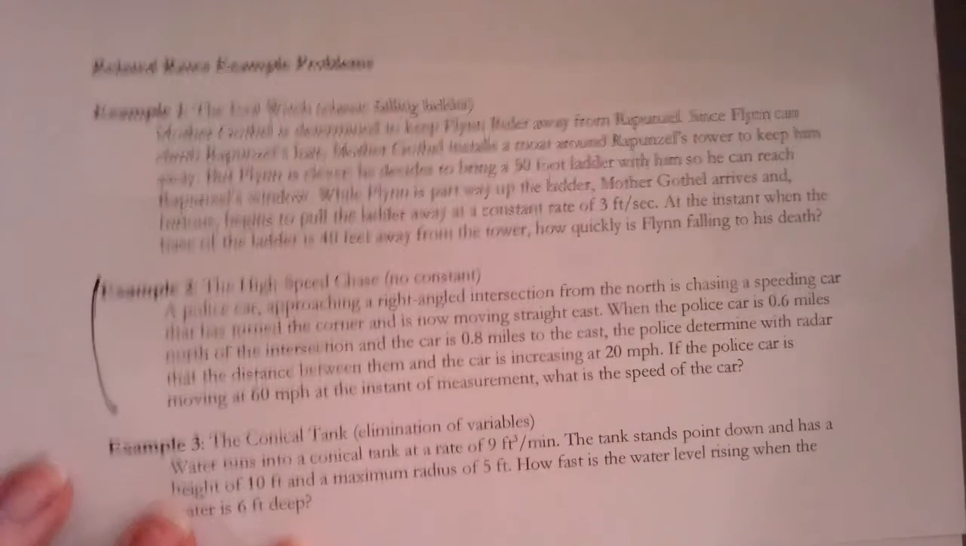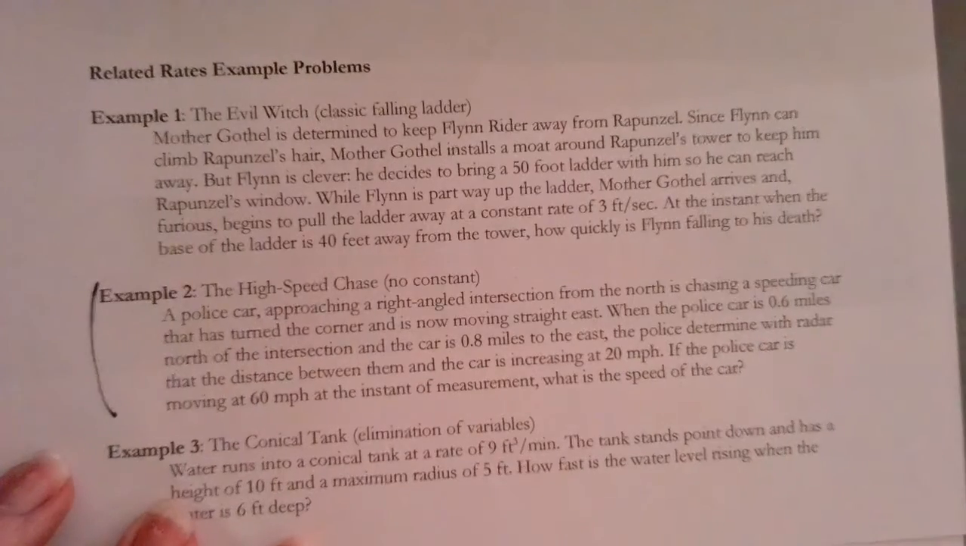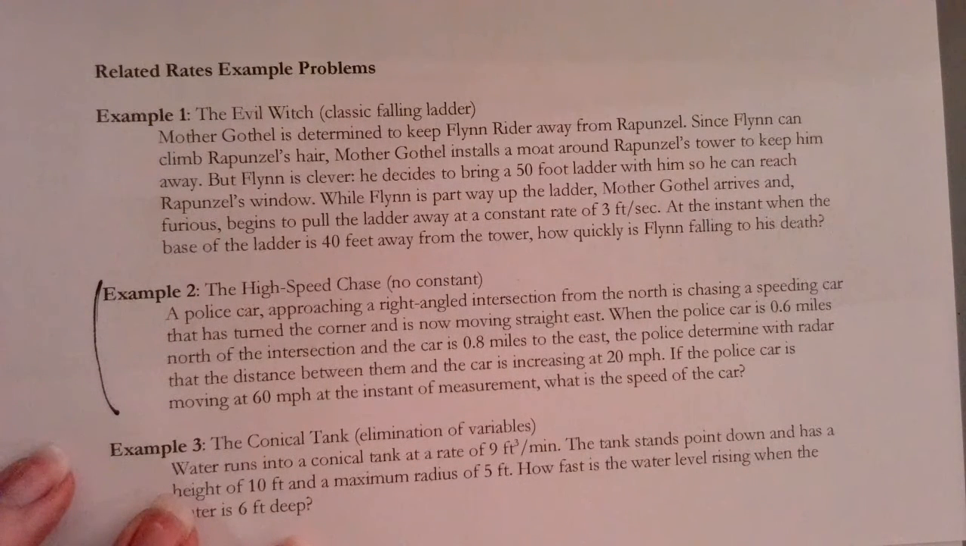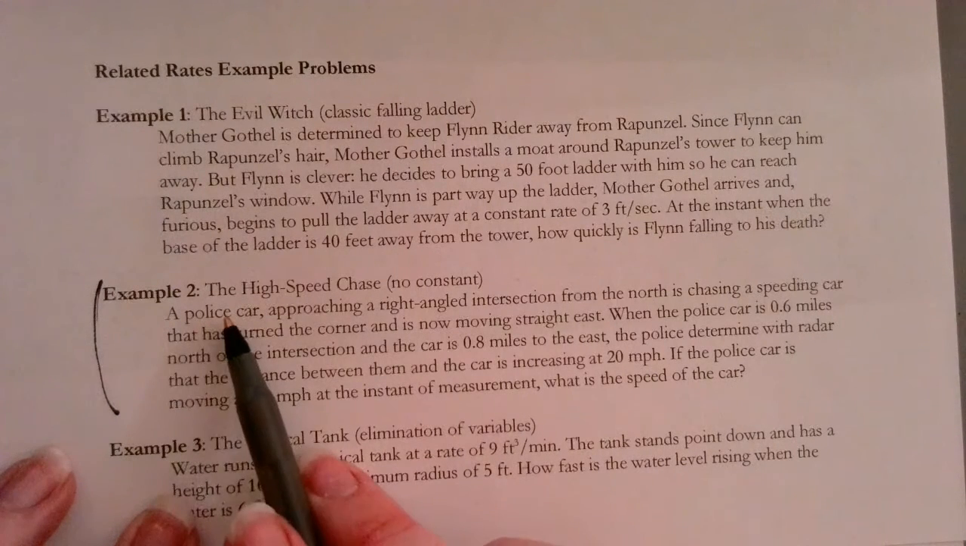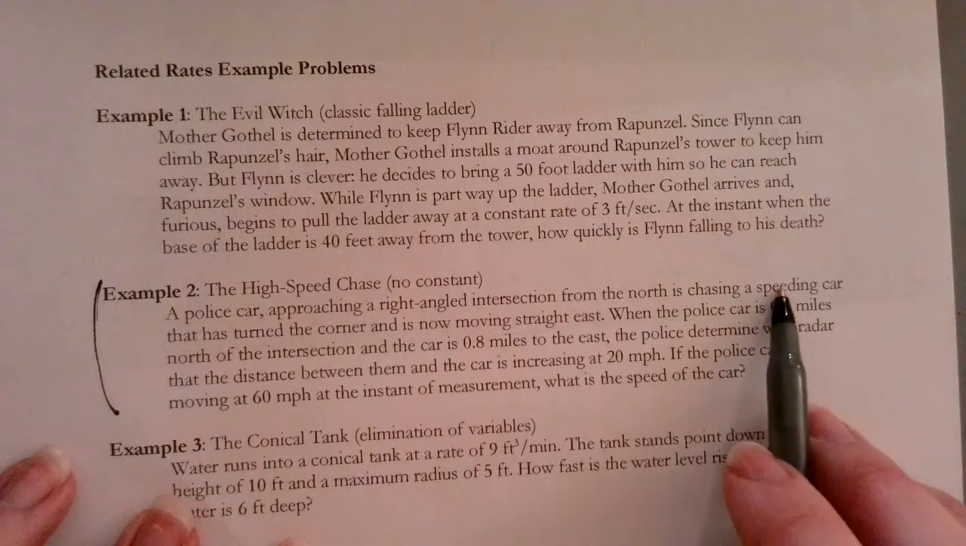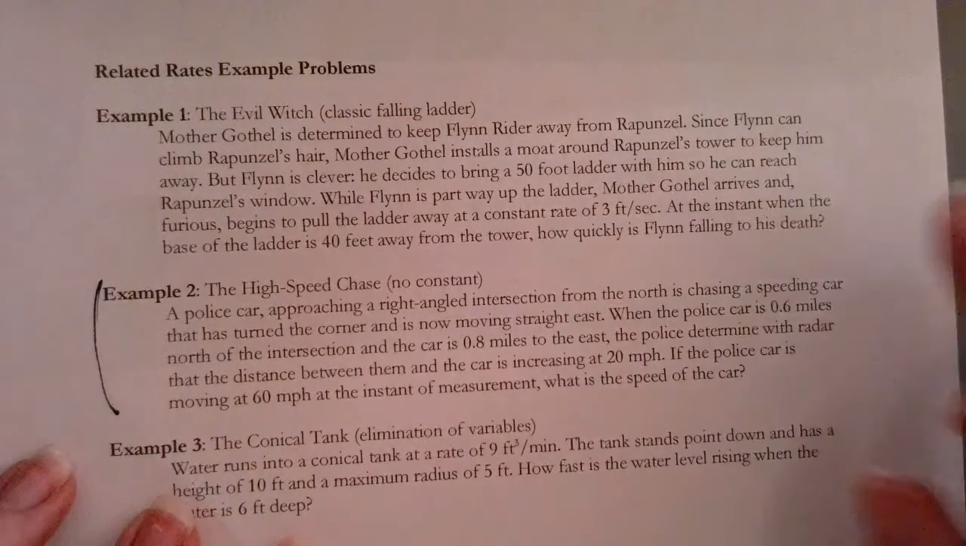This video is an example problem for related rates, specifically example 2, the high-speed chase. Take a moment to pause the video and read example 2. By this point, you should have paused the video and read example 2, which is about a police car approaching a right-angled intersection and seeing a speeding car leaving that intersection from the east.